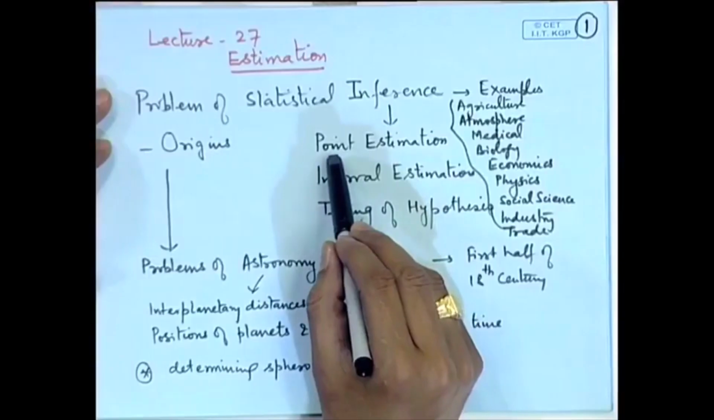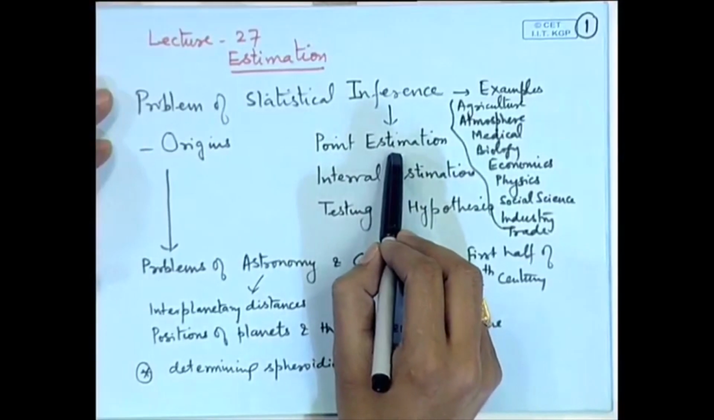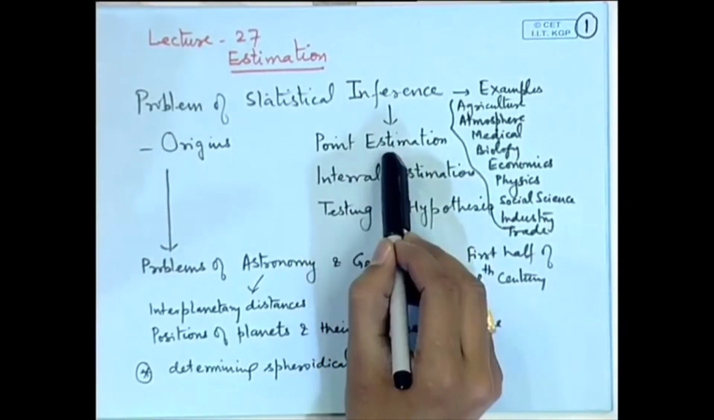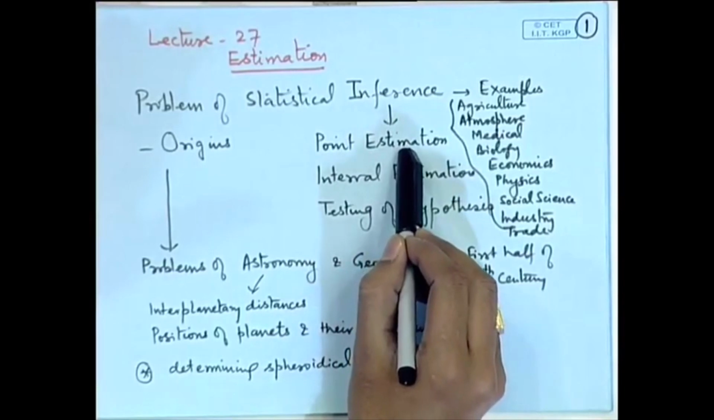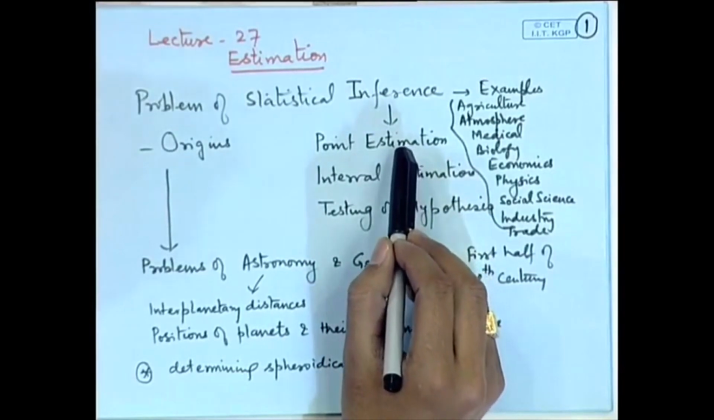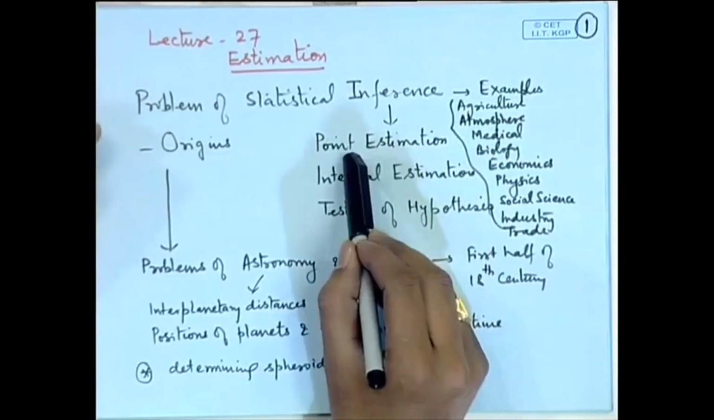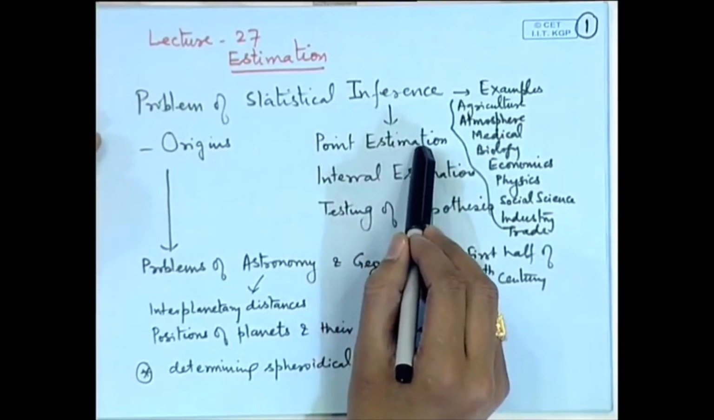Now, that estimation itself can be split into two parts. One is to get an actual value. So, suppose I say the value of average longevity, or average age, is 65 years, then we are assigning a single value for the characteristic to be estimated. This is called the problem of point estimation.